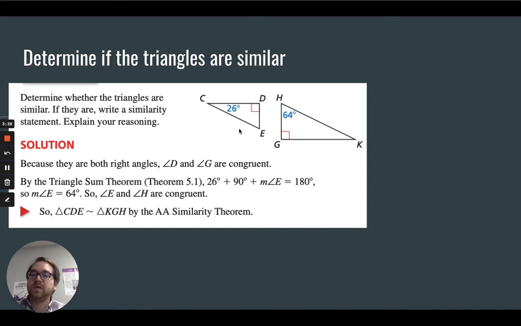So we did have to figure out what one of those unknown angles was in order to determine that E and H were congruent to each other. But once we did, we had two pairs of angles that were congruent, and so we could say by the angle-angle similarity theorem that these two triangles were similar, and we didn't have to look at anything else.